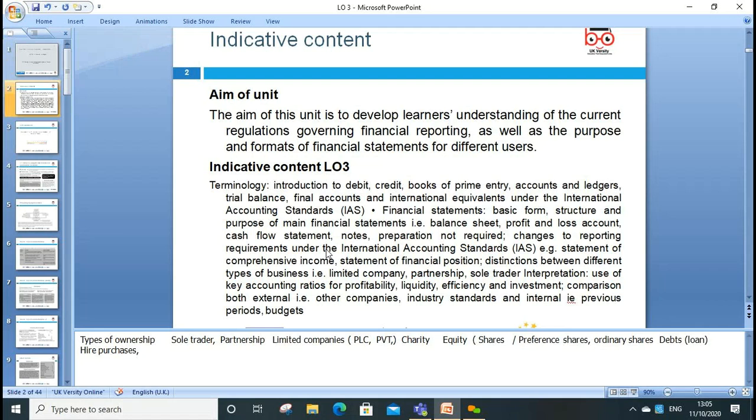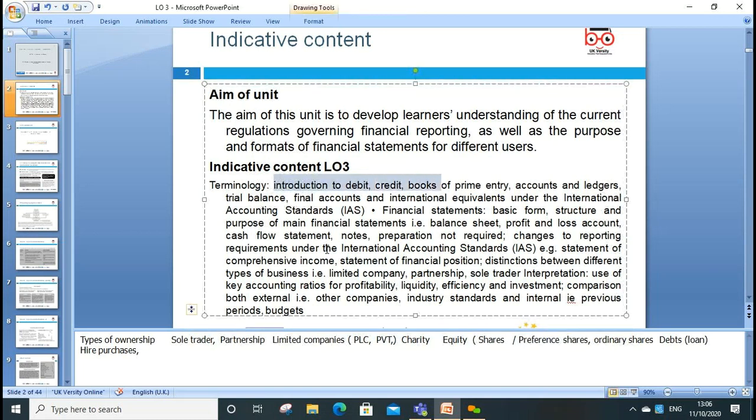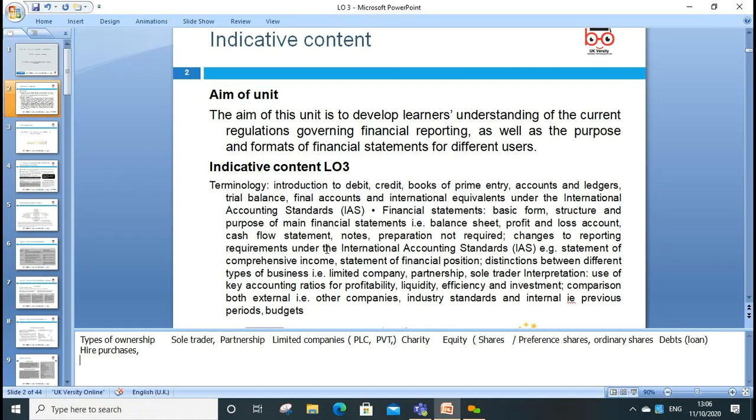So today's lesson contents are slightly mixed up with financial accounting, whatever was given by the awarding body: terminology, introduction to debit, introduction to credit, book of prime entry. Book of prime entry is known as the sales day book, and the purchase day book, where we record the purchases, is also a book of prime entry. Then we have ledgers. Ledgers means each individual account is called a ledger, like wages, where we can record all the wages, that's a ledger.